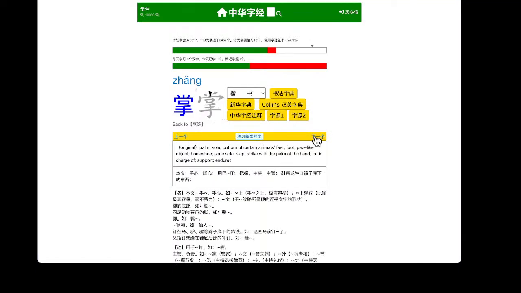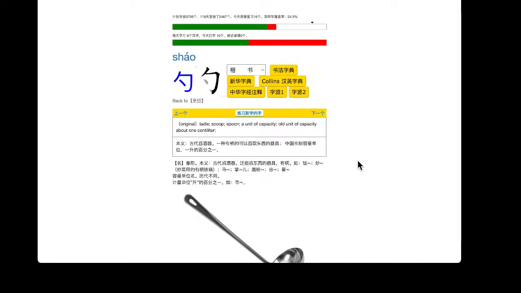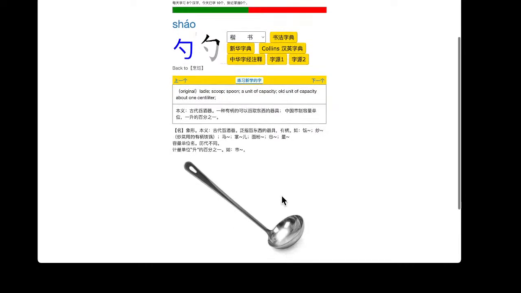Next one, 勺. 勺 originally means ladle. It's this thing, made of metal or wood or any other materials. Scoop, maybe, which means just ladle. Ladle, scoop, spoon. In English you have different words: ladle, which is usually bigger, scoop, and spoon, which probably mean different sizes and shapes. But in Chinese they are all called 勺. 大勺, 小勺, they are all called 勺.